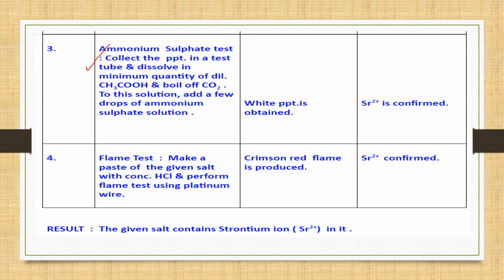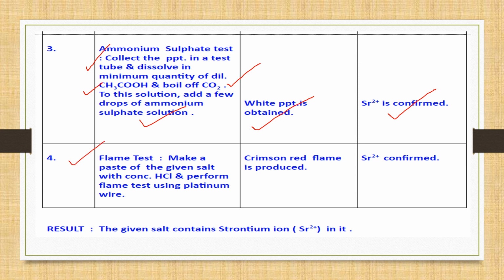First one, ammonium sulfate test. Collect the precipitate in a test tube and dissolve in minimum quantity of acetic acid. See, this is also common for this group: white precipitation using the same group reagent, and then we are dissolving it in the same acid, and then boiling off CO2. To this solution, we'll add a few drops of ammonium sulfate solution. Again, I'm going to get a white precipitation, so strontium ion is confirmed.